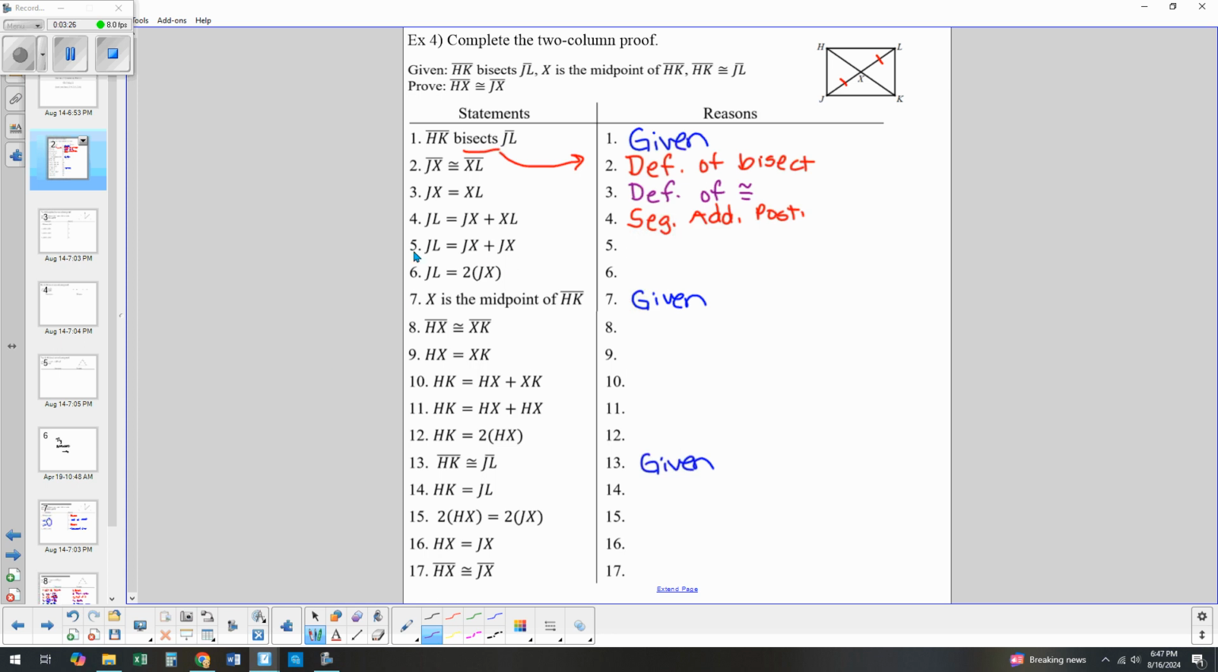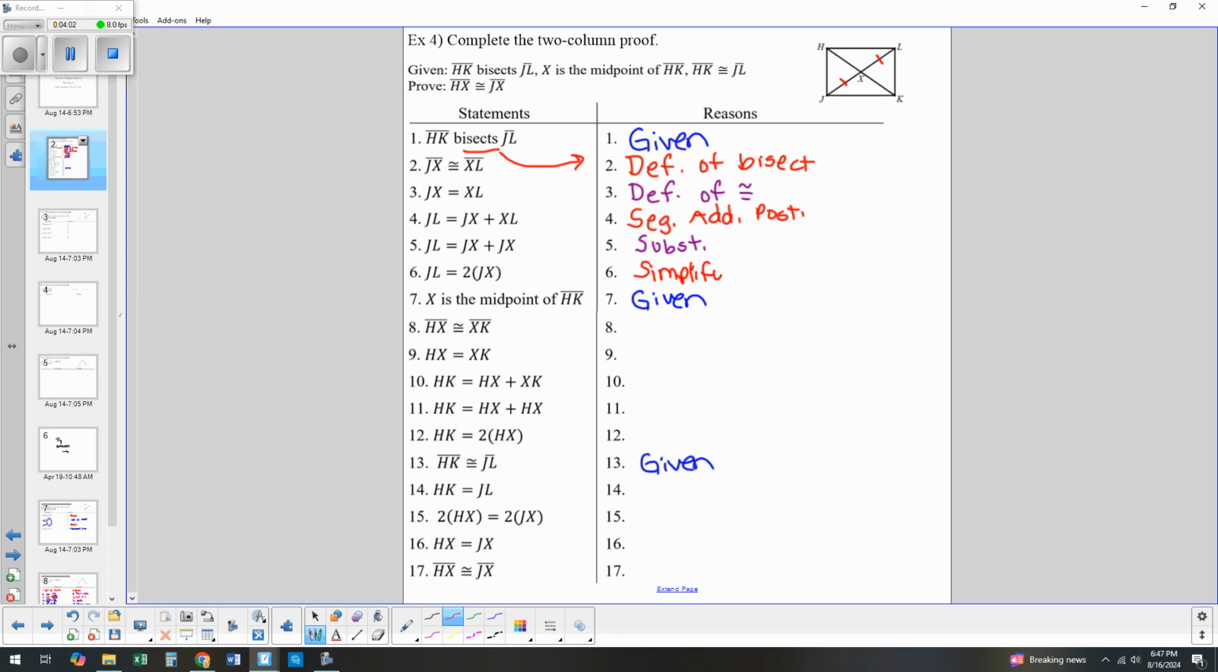Step 5 looks very much like step 4. The JLs are exactly the same, the JXs are exactly the same, but instead of XL, I have JX. JX and XL are thought to be equal, so that means I'm able to replace one with the other using substitution. In my next step, I still have my JL, but instead of having JX plus JX, I have 2 times JX. So what I've essentially done is combine my like terms. So we can call this simplify, right?